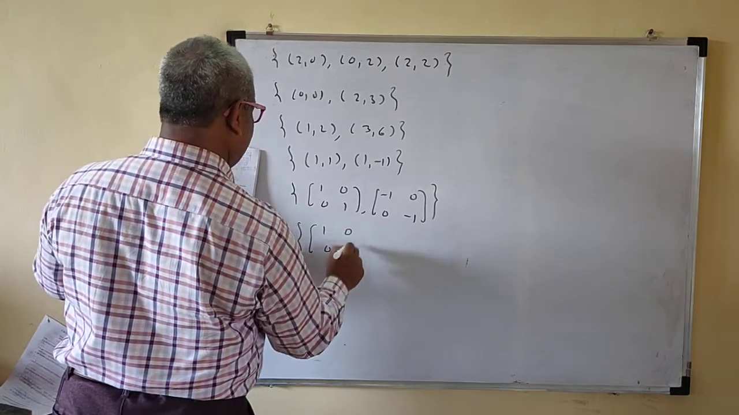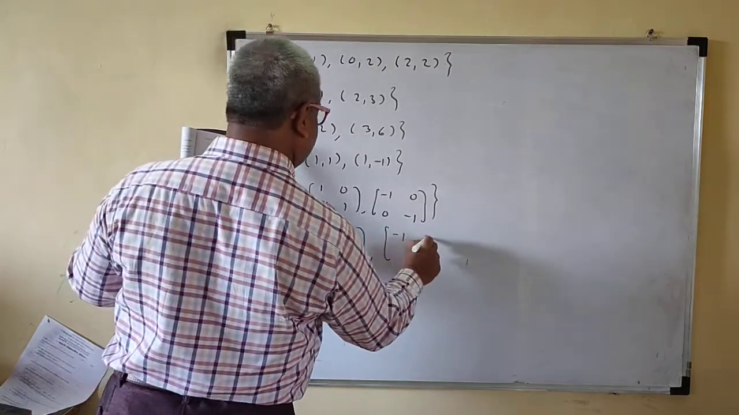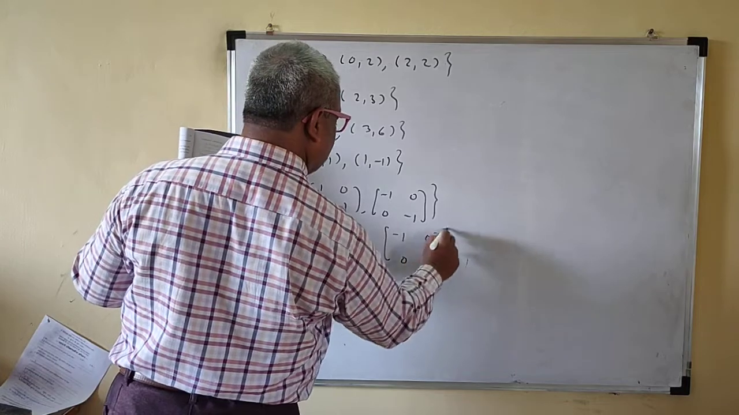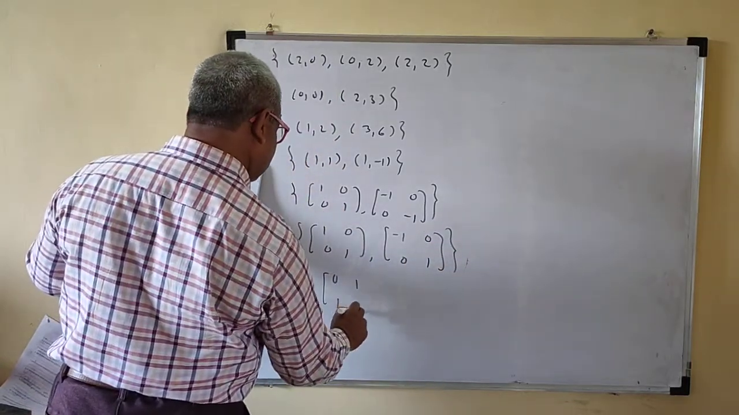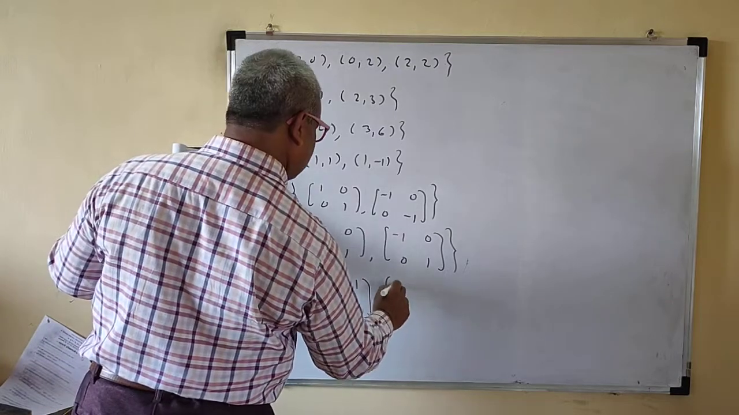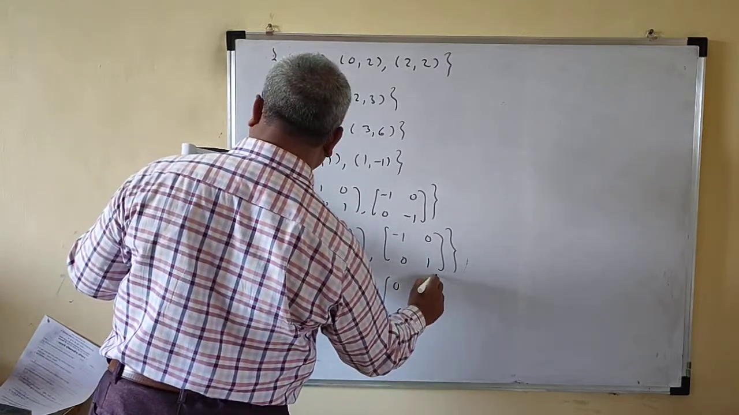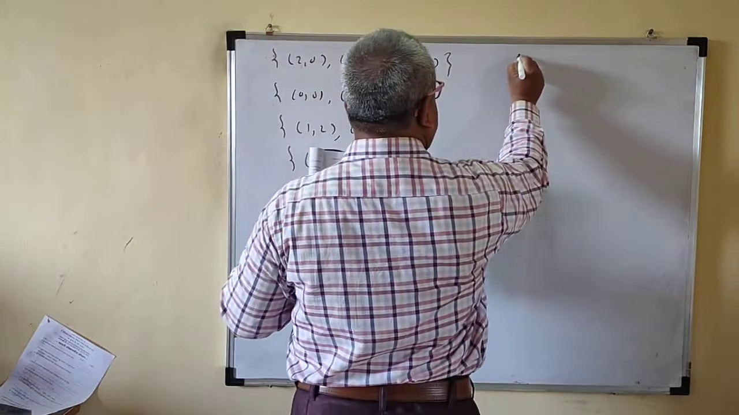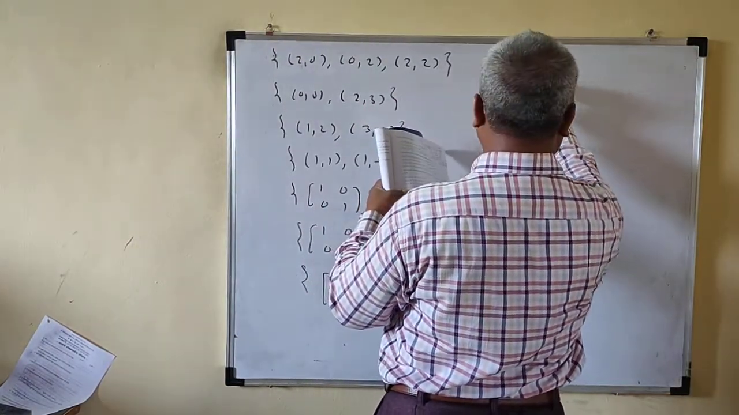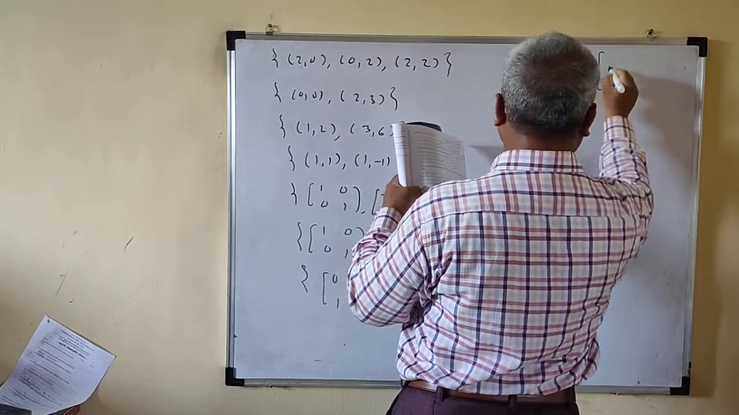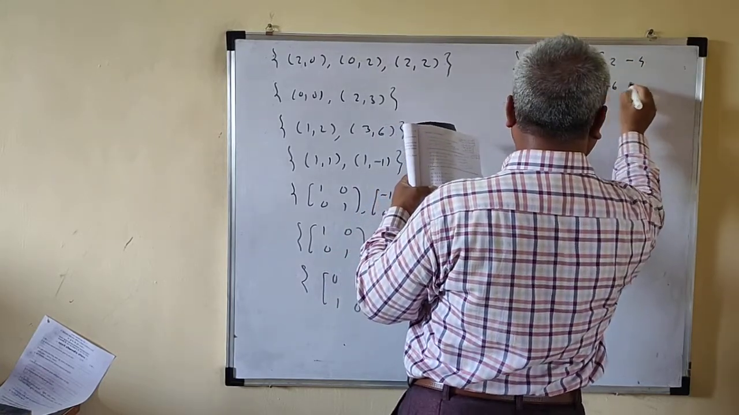Then 1 0 0 1 minus 1 0 0 1. Then 0 1 1 0, 0 0 0 0. Then minus 1 2 3 minus 1 2 minus 4 minus 6 2.